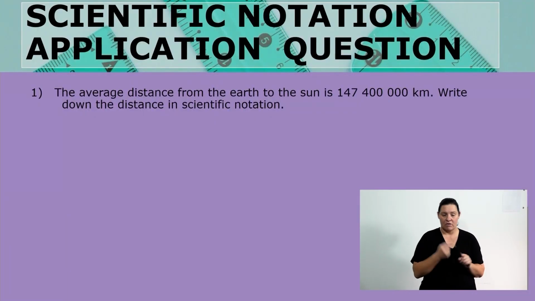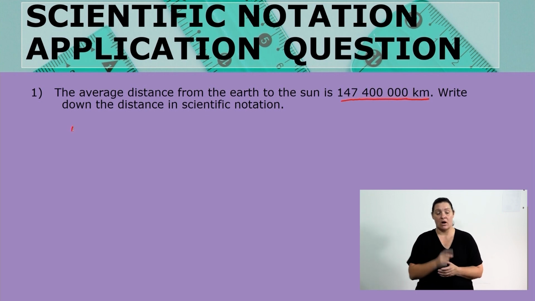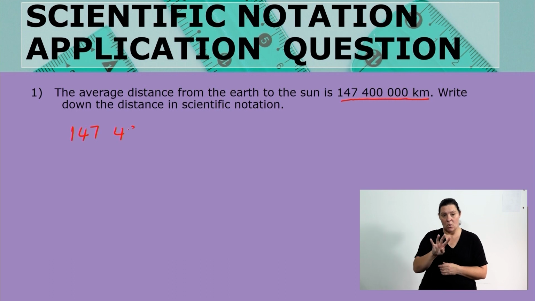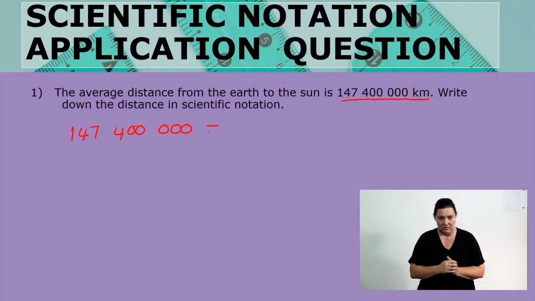The average distance from the Earth to the Sun is 147,400,000 kilometers. Write down the distance in scientific notation. So we have 147,400,000, and we need to write that in scientific notation.